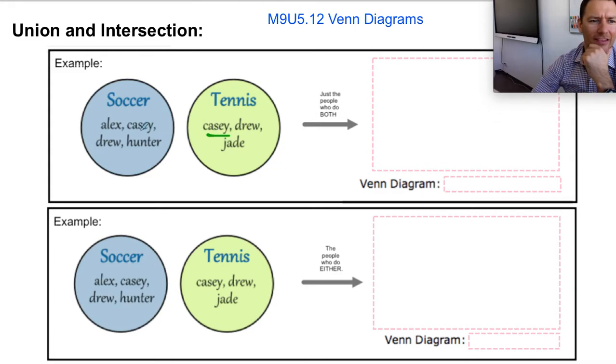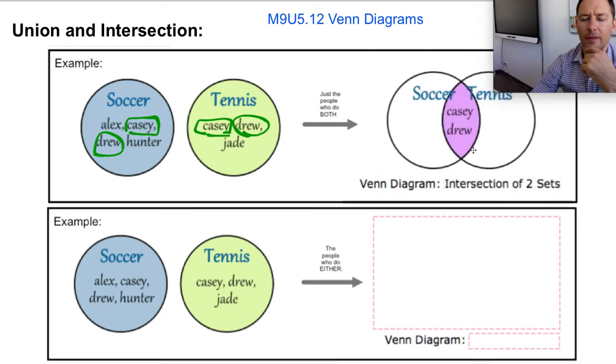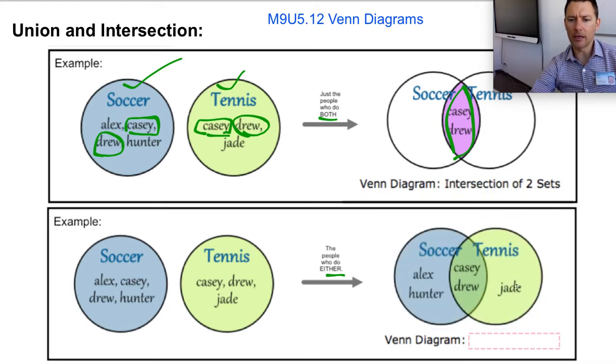Well, it looks like Casey is in both, provided it's the same Casey, and Drew is in both. So if you drew this, this is the intersection. We want people who do both, who do tennis and soccer. It's these people, right? If you were doing either one, like, hey, if you're in soccer or tennis, you don't have to do homework tonight because I know you have a game or something. If the people that play tennis don't have to do homework, the people that play soccer don't have to do homework, and the people that play both definitely don't have to do homework.